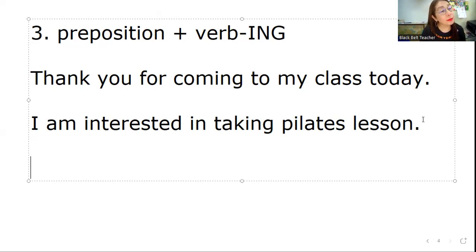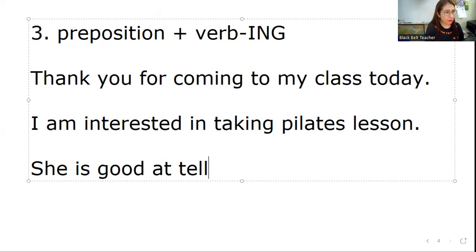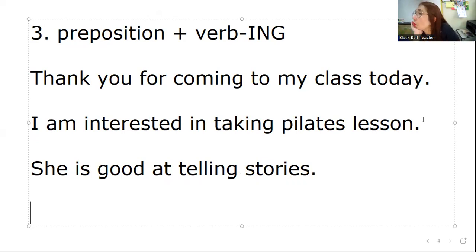And I would like another example with another preposition, because for any preposition, thank you for, or she is good at telling stories. You understand? She's good at telling stories. Do you guys understand the sentence? Okay, no, I'm just asking. So telling is from the verb to tell. We tell stories, we tell jokes, we tell gossip, we tell the truth, we tell a lie.